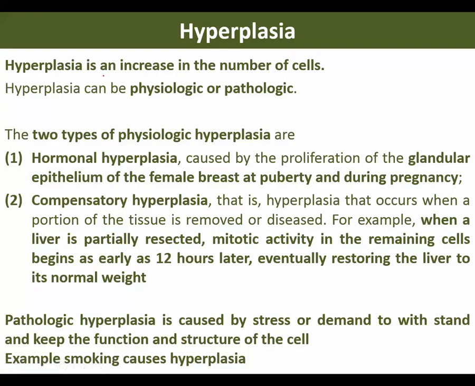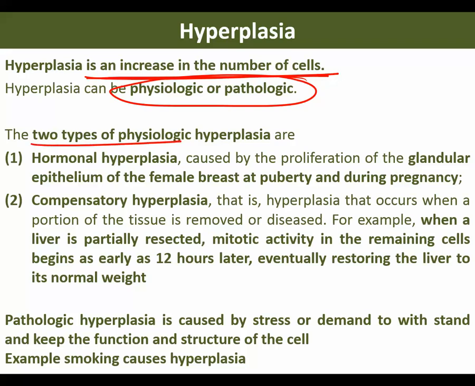Hyperplasia means it is an increase in the number of cells. It may be physiological and pathological. In physiological hyperplasia, we have two types.